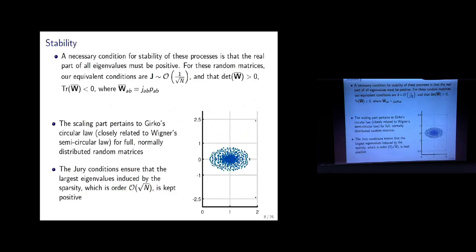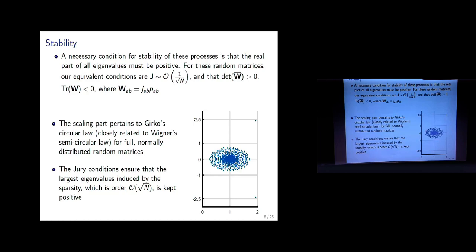And a quick note on this topic before we go on. Stability is a very important issue with these networks, and you need a very specific set of constraints to guarantee that your system is always stable. And you do that by applying a 1 over square root n scaling on the normally distributed synaptic strengths.